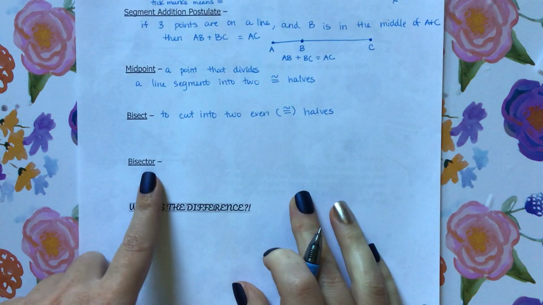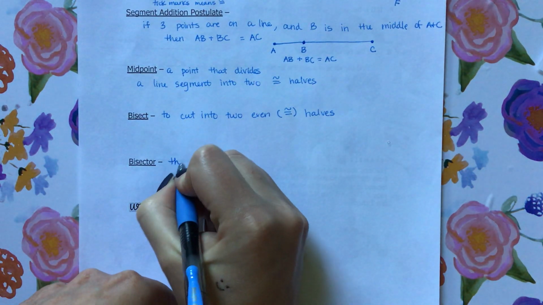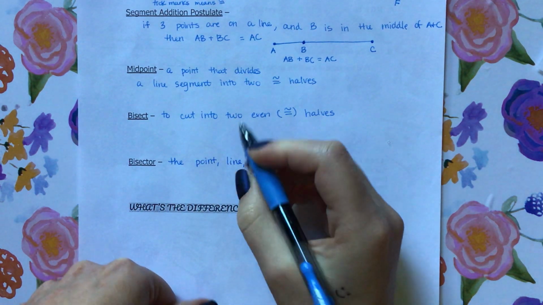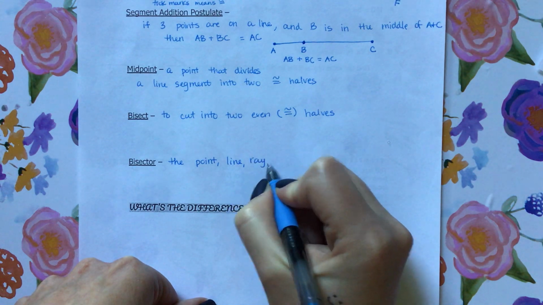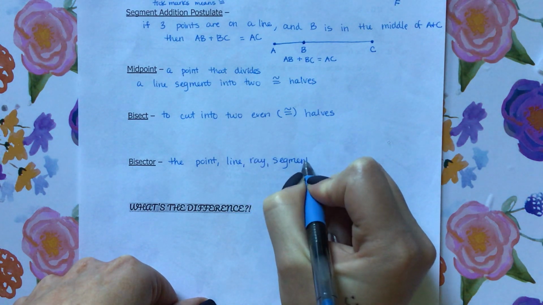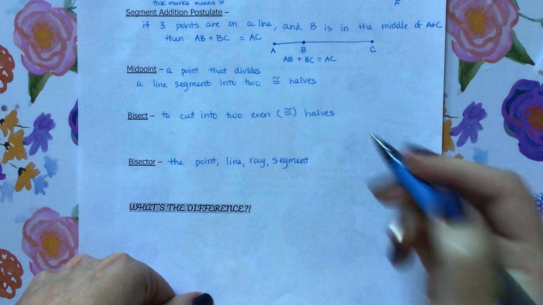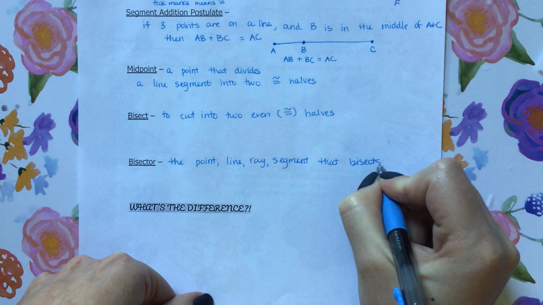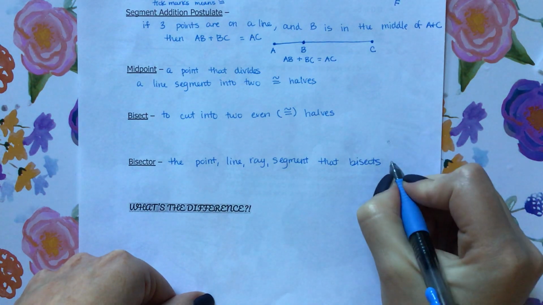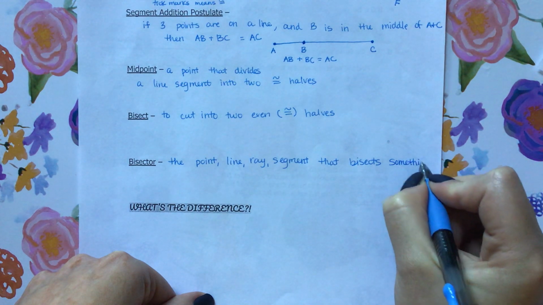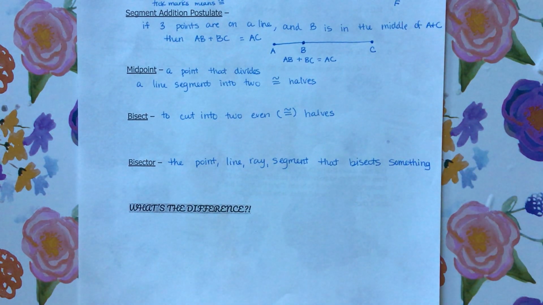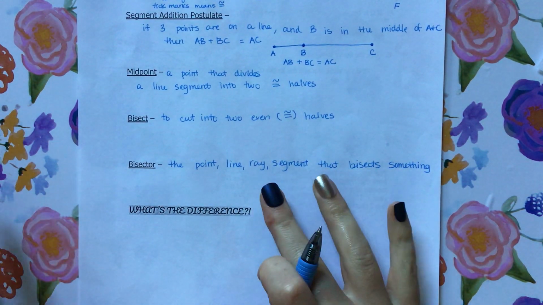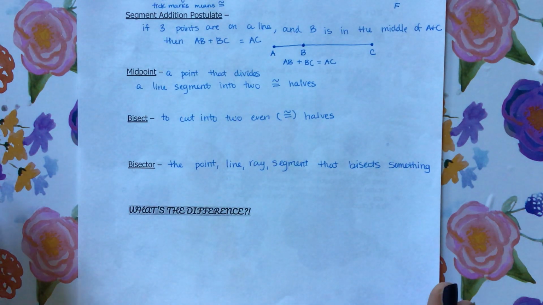Now a bisector is the point, the line, the ray, or the segment that bisects a segment. I'm going to say something because you can bisect more than just a segment. These three things look very, very similar to the untrained eye. So what is the difference?